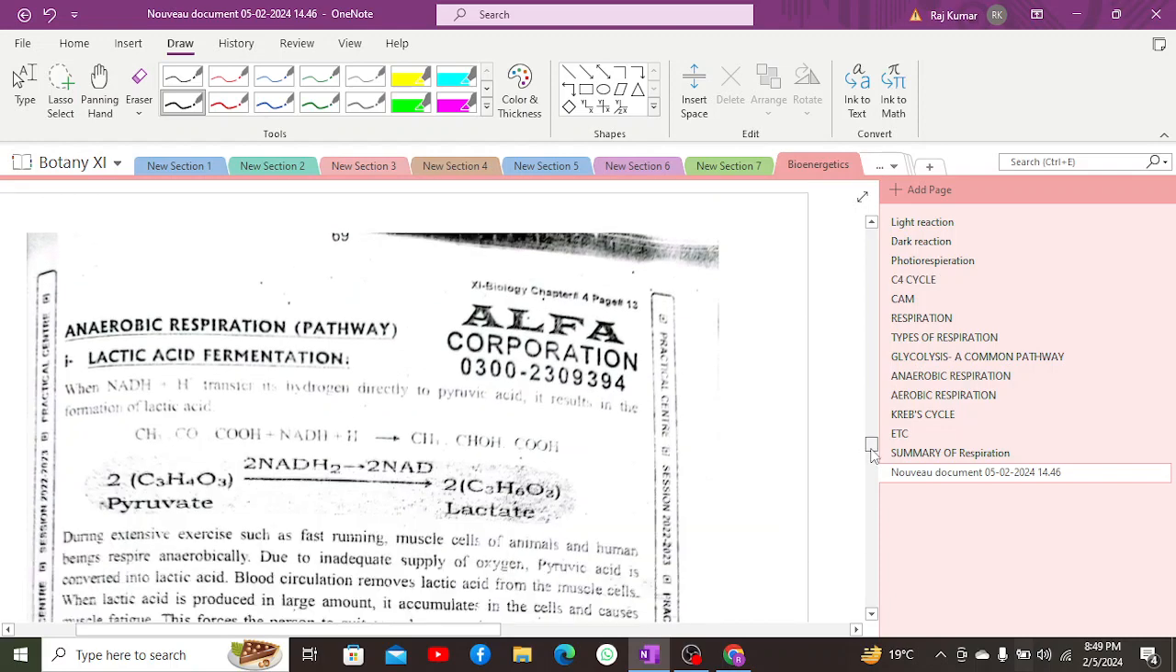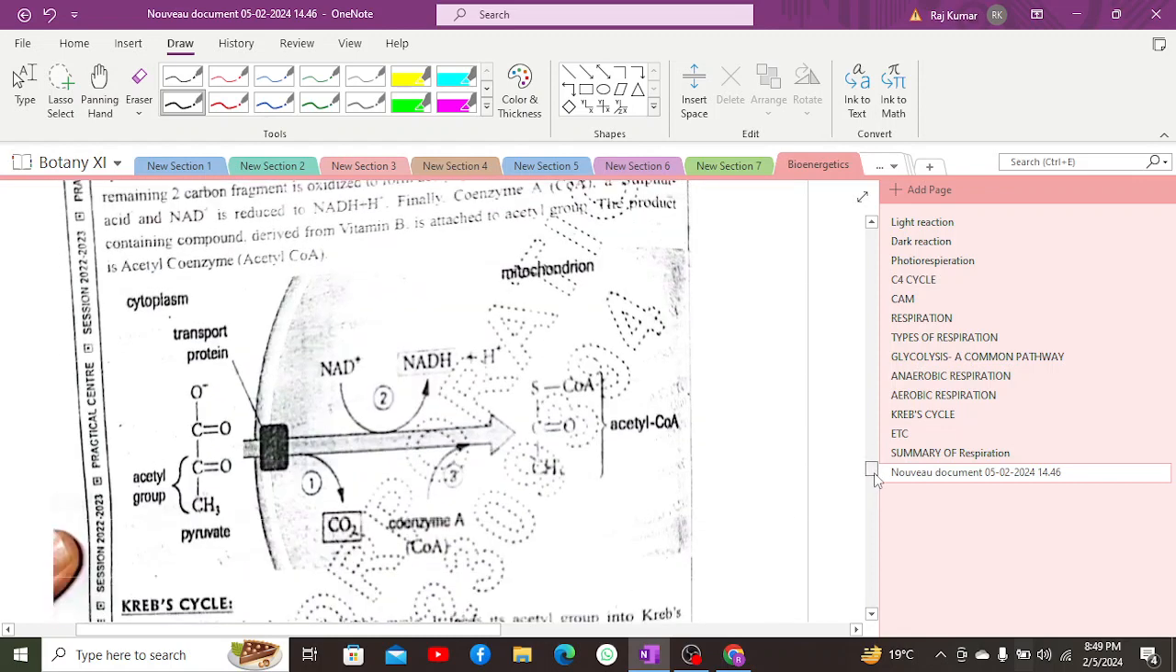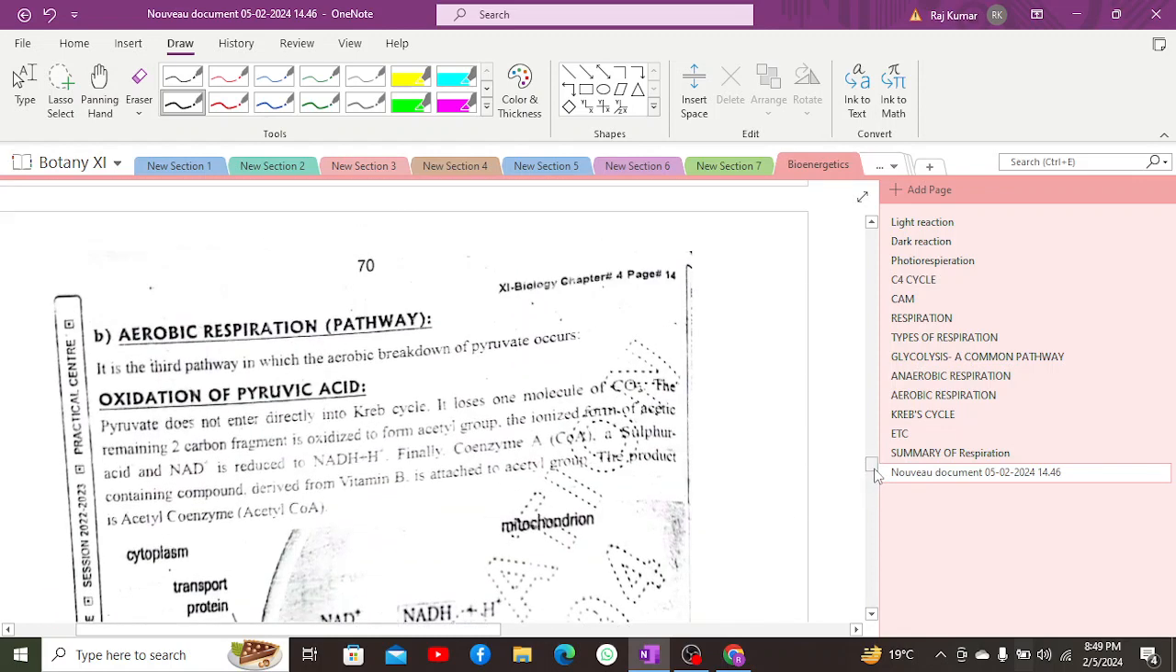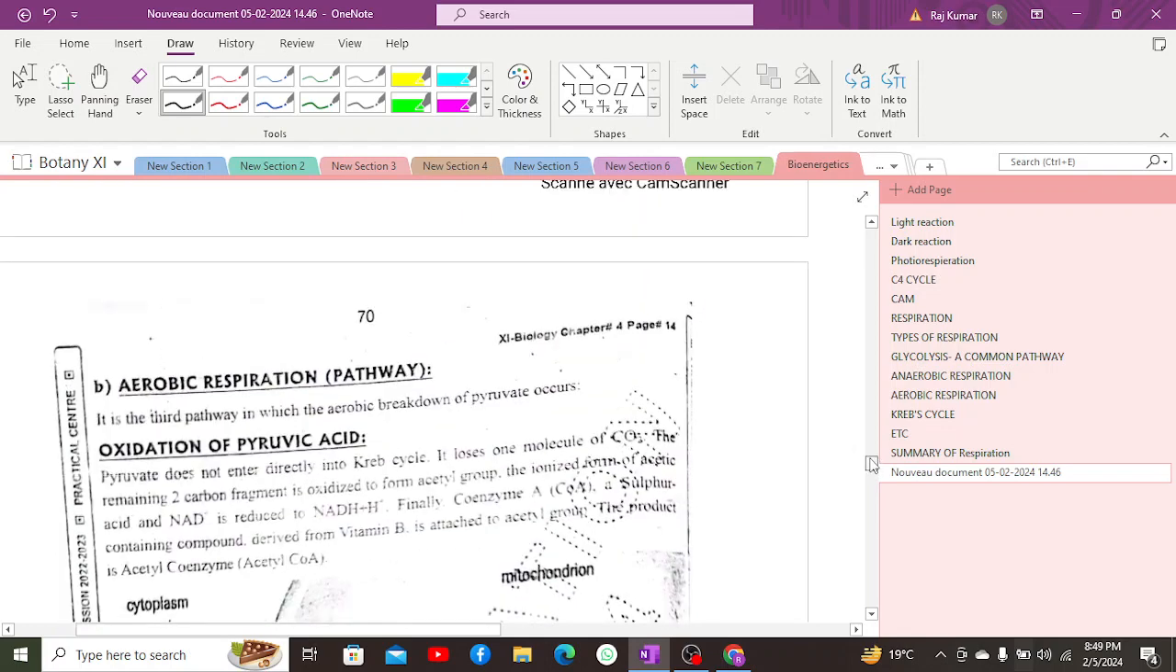After that, when it comes to aerobic respiration, it first includes oxidation of pyruvic acid. This is a gateway step between glycolysis and Krebs cycle. It is also known as acetylation of pyruvate, such that pyruvate does not enter directly. Basically, when pyruvate enters into the mitochondria, it is required to enter with the help of a transport protein known as transcolase, through active transport, so that it enters inside.